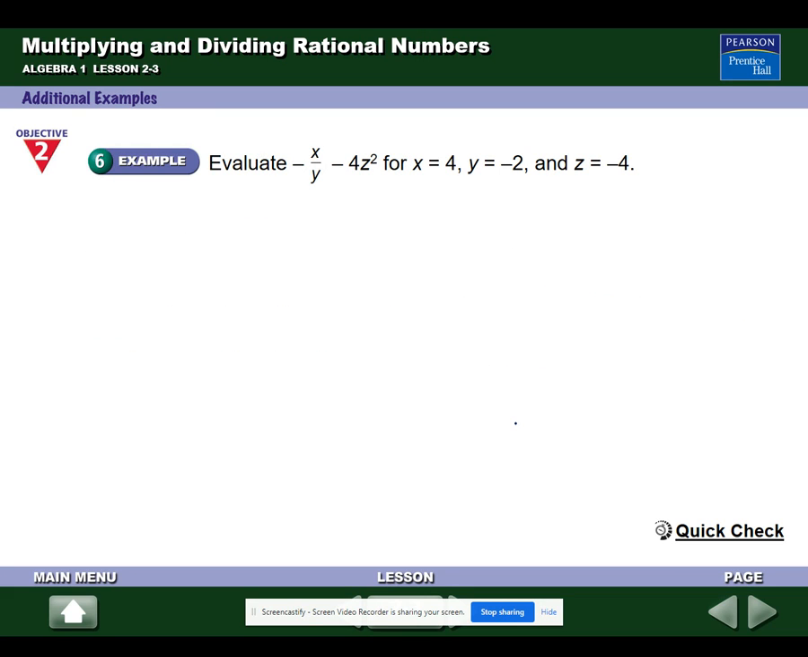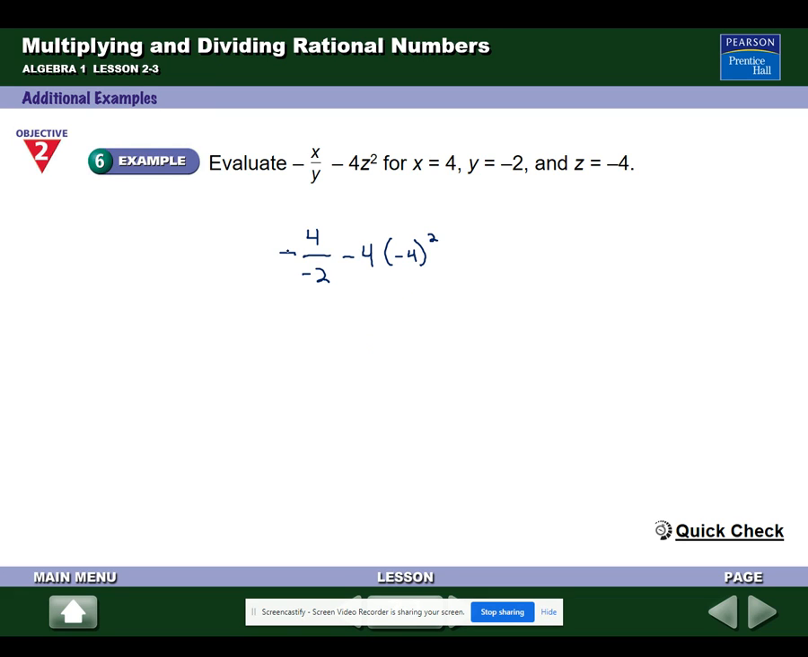Okay, here's an interesting evaluate problem. Let's just plug everything in as it states there. -x, which is 4, over y, which is -2, minus 4, times z squared, where z is -4. I'm putting it in parentheses because it's all of -4 that is getting plugged in for z here. That means -4 should be squared in order of operations. -4 here is going to get squared.